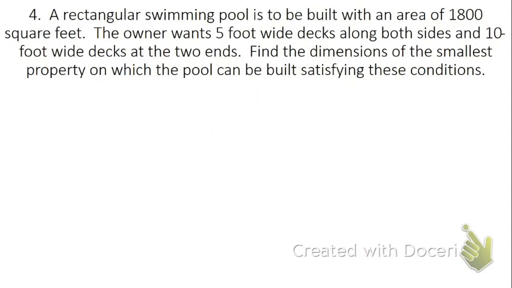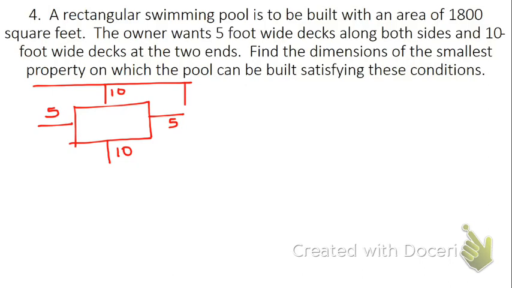Alright, number 4. A rectangular swimming pool is to be built with an area of 1,800 square feet. So here's our swimming pool. It's going to have 1,800 in the middle of there. The owner wants 5-foot wide decks along both sides and 10-foot wide decks at the two ends. Okay, so we're going to have decks on both sides. Let's say that this is the 10s and this is the 5s. And so that's sort of what it looks like. That outside square part is the deck.